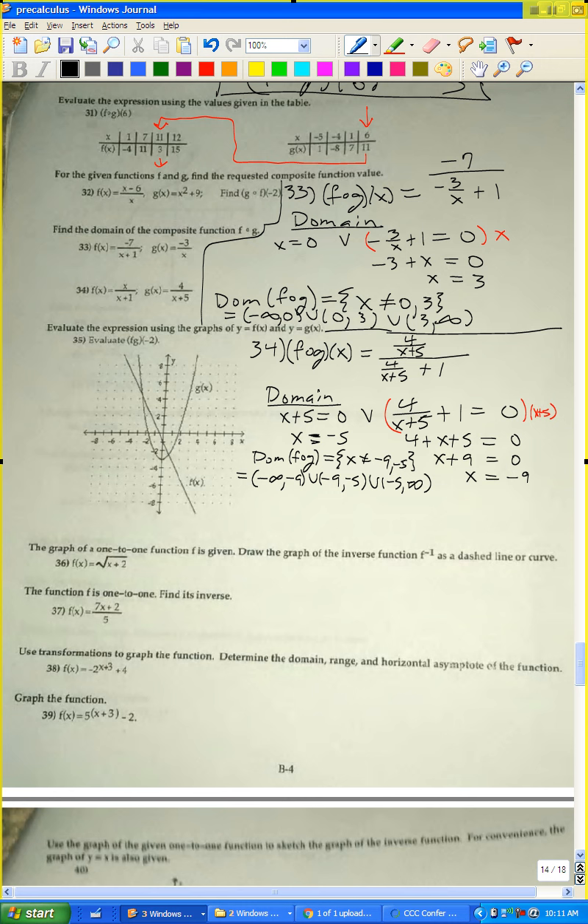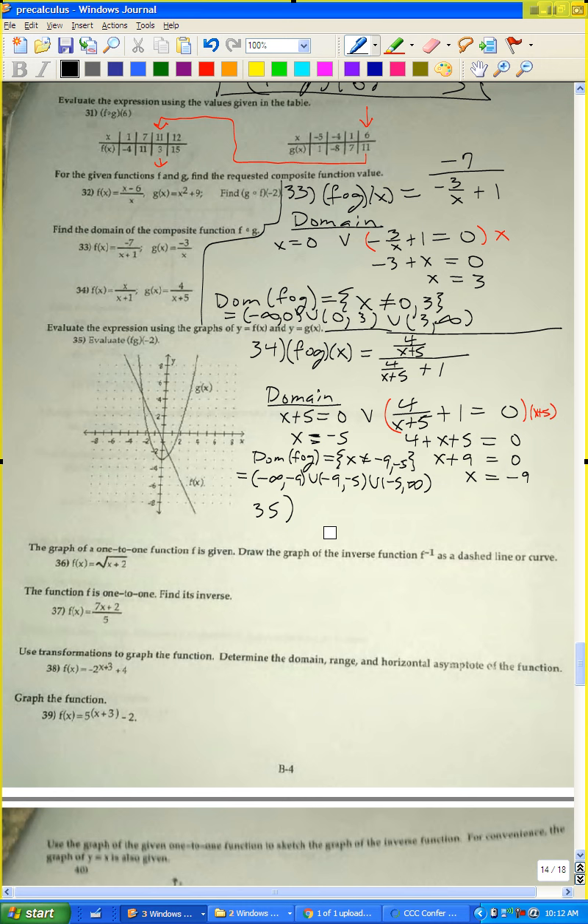So, evaluate the expression using the graphs of f and g. So I'm assuming I can see good enough to do this. Okay, so f composed, so this is 35. So f composed with g. No. Is that composed or is that multiplication? Maybe that is multiplication. I don't know.